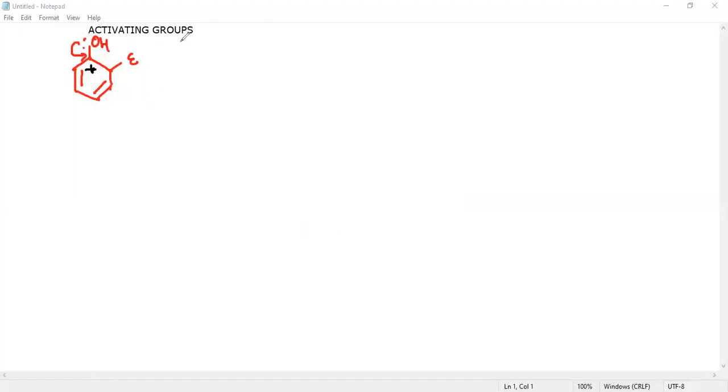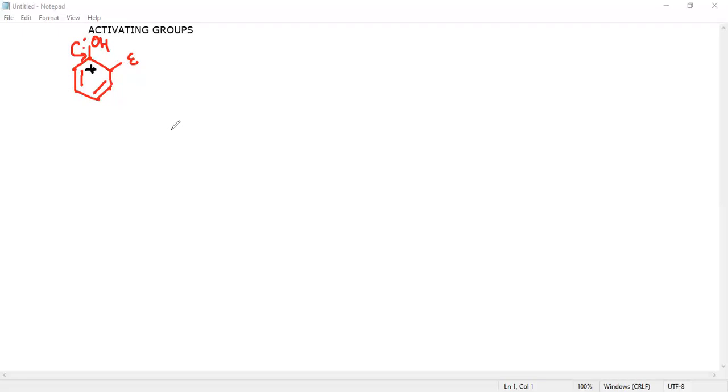So let us learn about activating groups. We just learned that if you put a methyl group or another electron donating group, which is the OH group, then why are they called ortho para directors? Because whenever we do the substitution at the ortho and para positions, we get the carbocation directly under the group that will stabilize that carbocation, in contrast to the meta position, where it is never directly under the electron donating group.